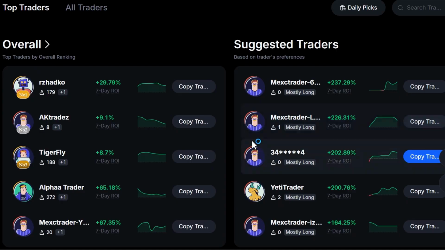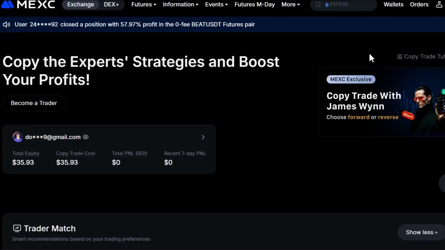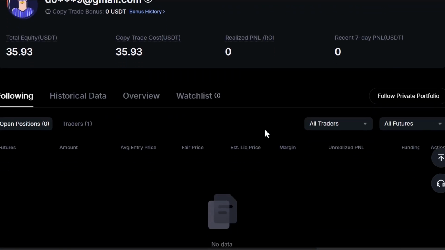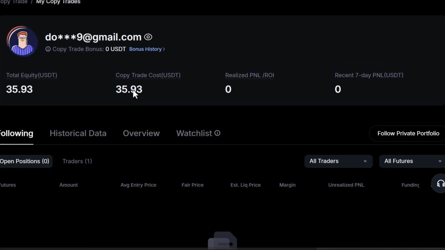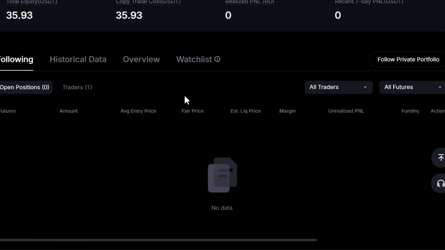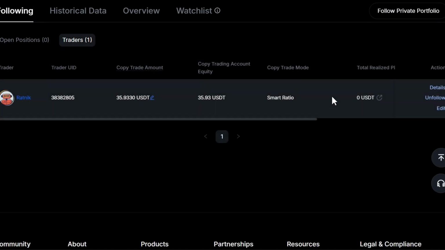Now look, copy trading is not completely passive. You need to monitor your positions. Go to the copy trading dashboard and click on your profile to manage everything. Here you can see all your active copy trades, your current equity, copy trade costs, realized P&L or ROI, and 7-day P&L in USDT terms. This gives you a complete overview of how your copy trades are performing in real time.